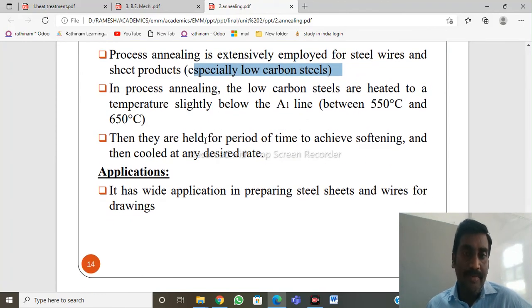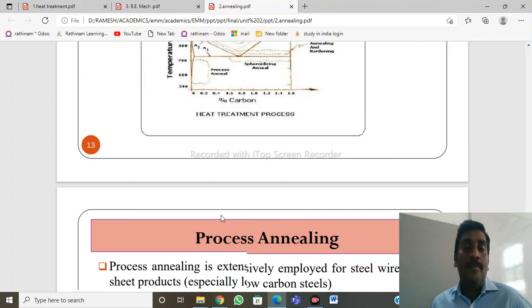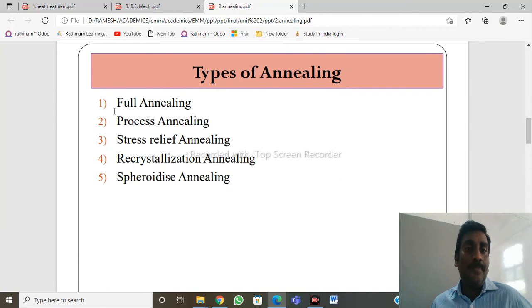The only difference between full annealing and process annealing is the temperature, because in full annealing we maintain above the critical point temperature, nearly above 738 degrees centigrade. But here we are maintaining the temperature at around 550 to 650 degrees centigrade only. It has wide applications in preparing steel sheets and wire for drawing. So this is process annealing. So far we have completed two types of annealing, full annealing and process annealing. In the upcoming classes, we are going to see stress relief annealing, recrystallization annealing, and spheroidizing annealing. Okay, thank you.